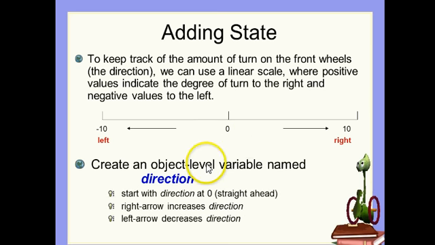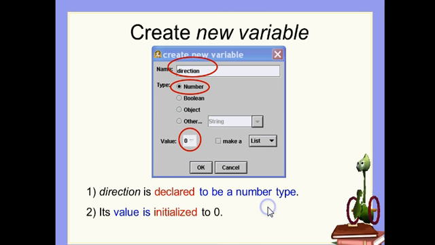So what we're going to do is use a scale where the positive values indicate how much to the right it has gone and negative values how much to the left. And more interesting, we're going to create a variable named direction. We're going to start with direction at 0. That means the wheels are going straight ahead. And we're going to use the right arrow to increase direction, in other words, to make that number closer and closer to 10, and the left arrow to decrease it closer and closer to negative 10. So we've talked about creating a new variable before, and we're going to call it direction. It's going to be a number. It's going to start out at 0. That's useful. Other than that, it's pretty straightforward.